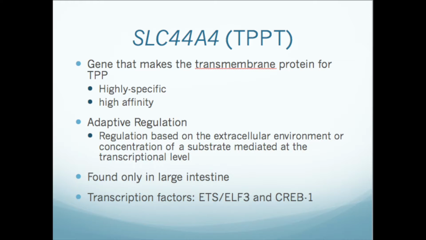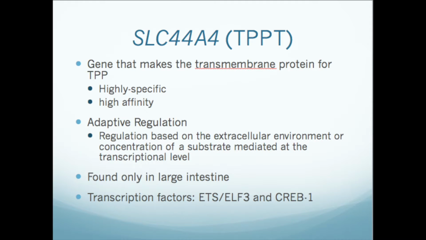So the SLC44A4 gene produces a multi-transmembrane protein that is highly specific and has a high affinity for TPP. Thus, it mediates the cofactor levels by carrier-mediated process for TPP uptake. Another focus of my paper is adaptive regulation, which is regulation based on the extracellular environment or concentration of a substrate mediated at the transcriptional level.